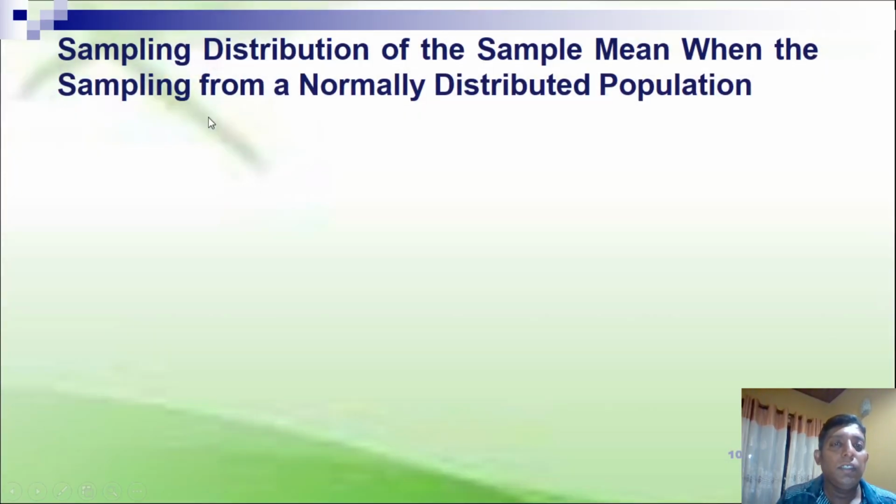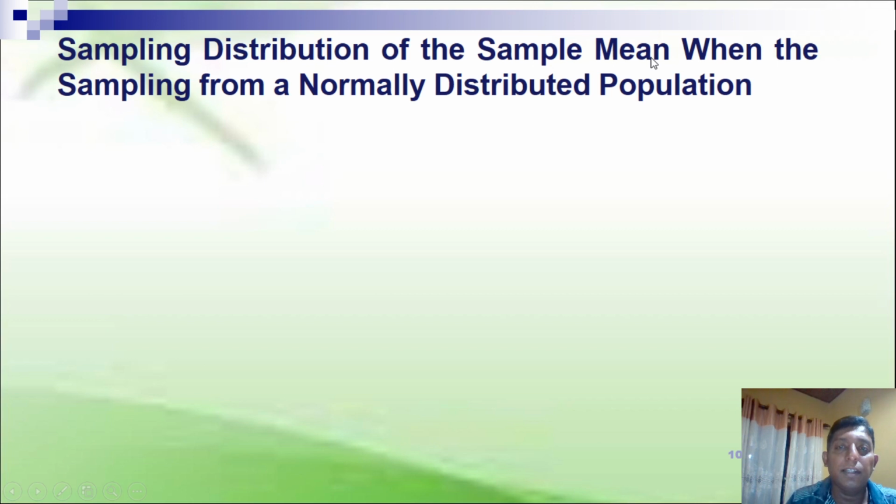Now see, there are several cases for the sampling distribution of the sample mean. Now see the first one. Suppose we obtain the samples from a normally distributed population. Now see the sampling distribution of the sample mean.